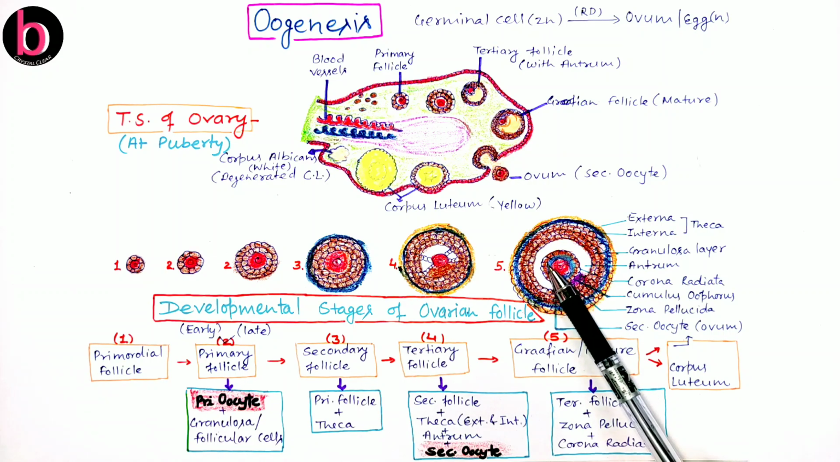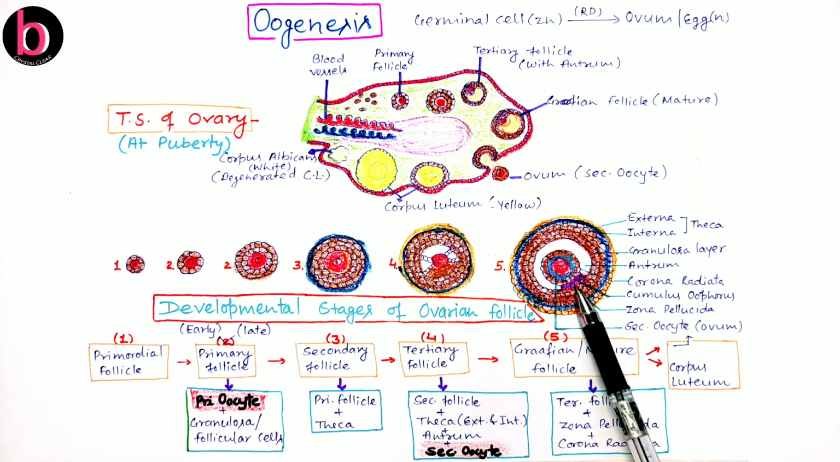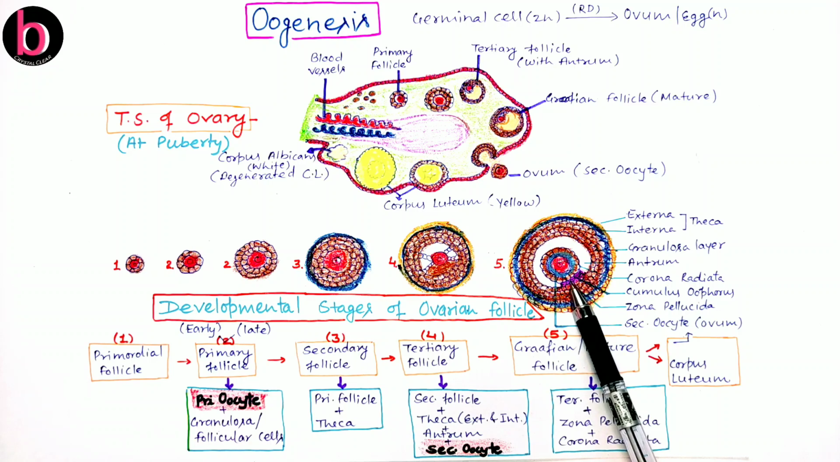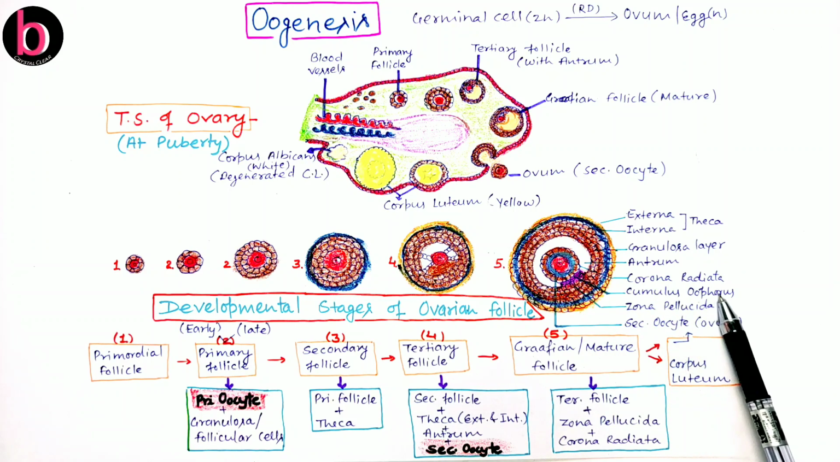This is known as the corona radiata, and around this is the cavity, the antrum cavity, which is filled with liquor folliculi. Again, this liquid is secreted by these granulosa cells. The secondary oocyte is connected with the outer granulosa with the help of a few granulosa cells, and these granulosa cells appearing here in between, in the region like a neck, are known as the cumulus oophorus.